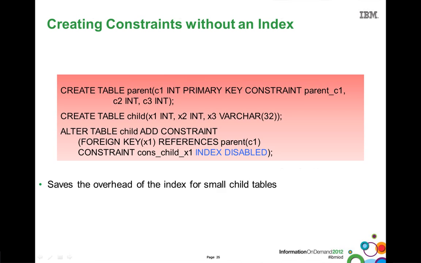If you have a small child table that has 4 rows, and all 4 of those rows fit on one page, why create another index to look up the rows just to go back to the one page? You might as well do a sequential scan and read one page from disk instead of maintaining an additional index. So you now have the ability to say index disabled when creating a constraint, and that will not create the index when creating the constraint.